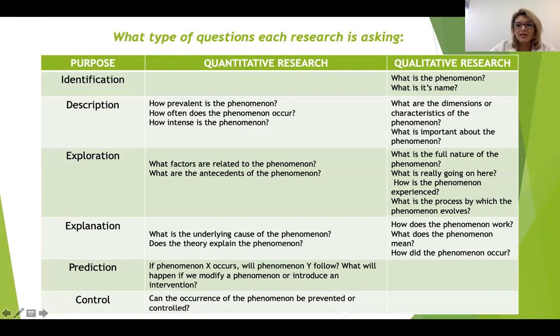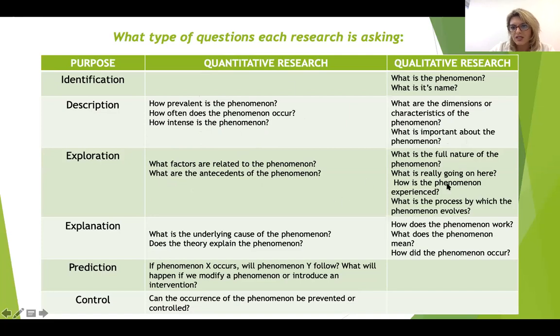So here are some examples of the types of questions the different research is asking. So quantitative research versus qualitative research. In qualitative research, we're looking at the dimensions or characteristics of the phenomenon and what is important about the phenomenon. As opposed to quantitative, they're looking at how prevalent is the phenomenon, how often does the phenomenon occur, how intense is the phenomenon. Again, all these things are measurable here. What factors are related to the phenomenon? Okay, what are the antecedents of the phenomenon in quantitative?